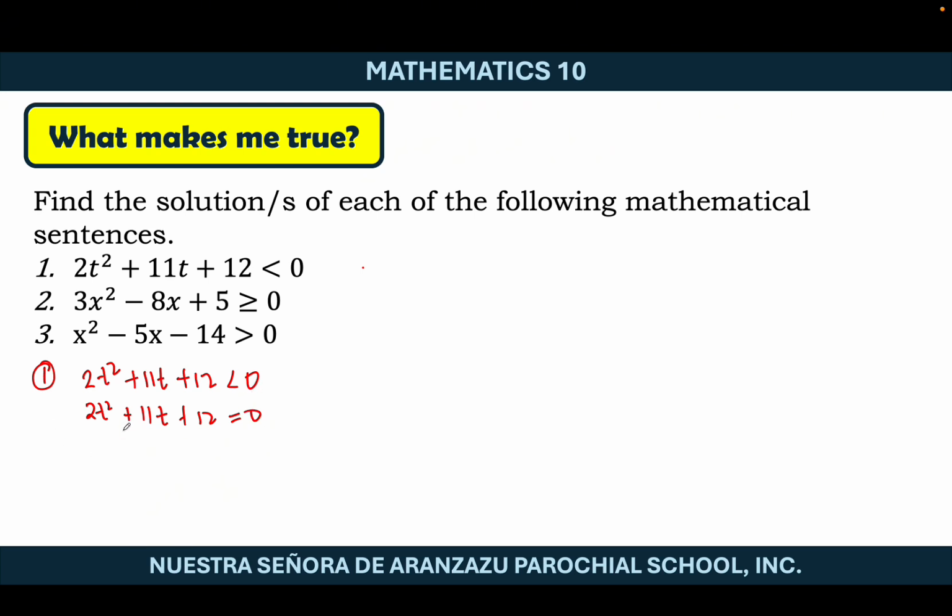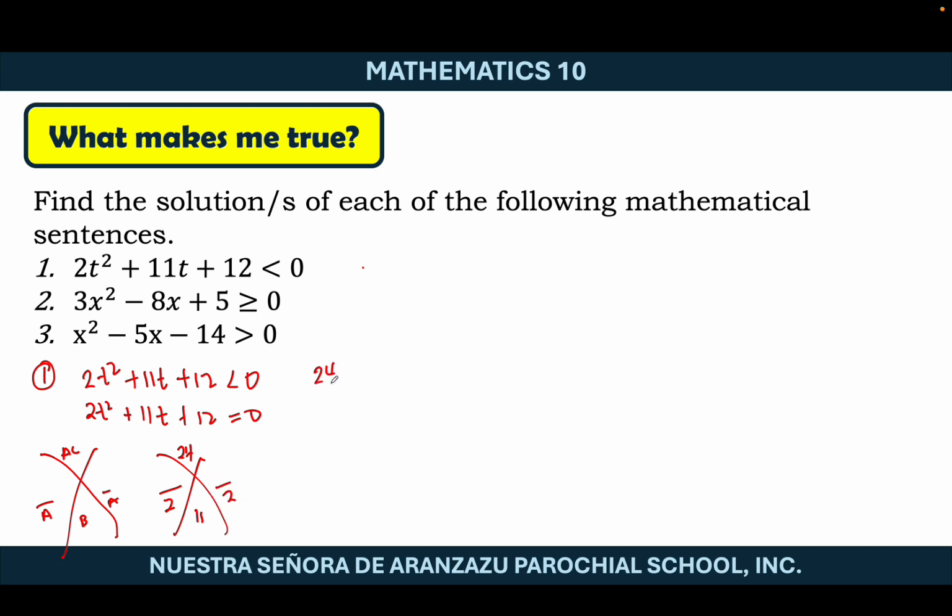Then, di ba may tinuro akong factoring quadratic trinomial kapag greater than 2 using an x method para ma-factor siya. So that is AC, B over A over A. So you multiply your A and C. So that is 2 times 12, 24. And your B is 11. And on left side is 2 and right side is 2.